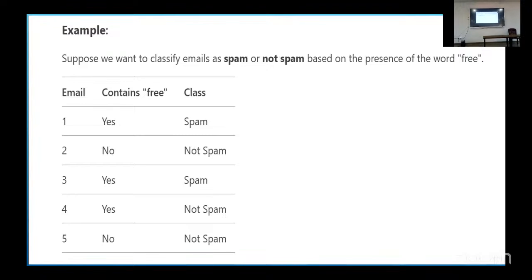Try to solve this problem using Bayes theorem.